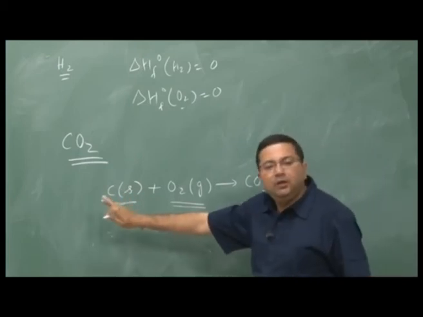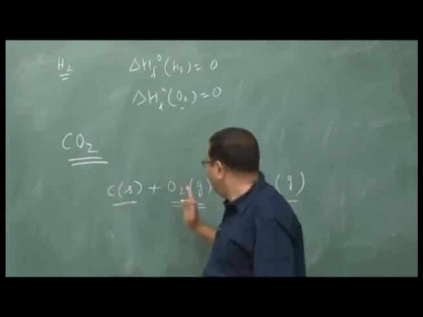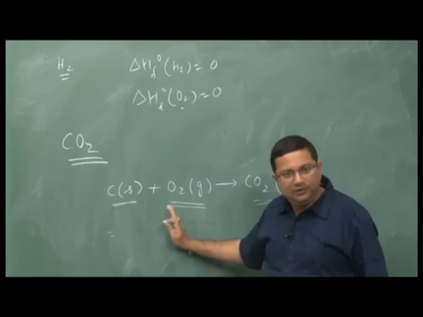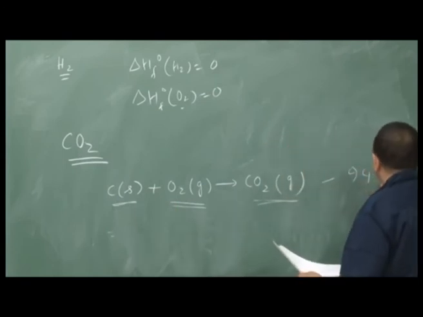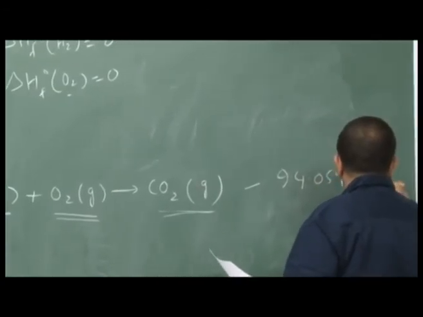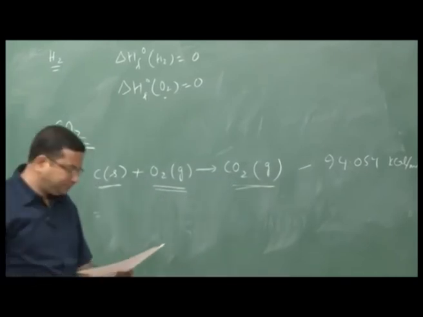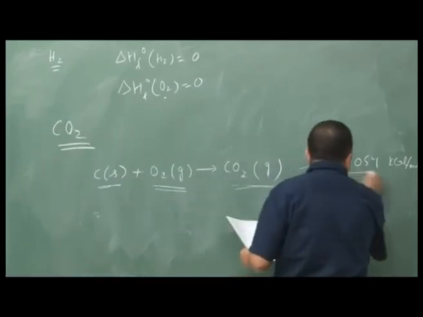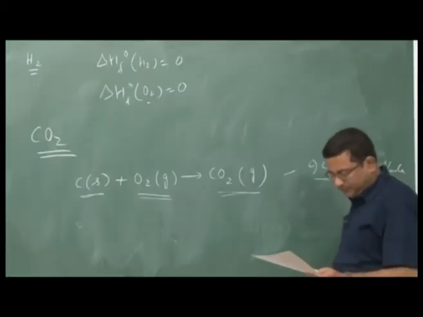So, this is the reaction, this is a formation reaction, because we are forming 1 mole of carbon dioxide by burning 1 mole of carbon in its natural state, which is solid, and 1 mole of oxygen molecule, which is a natural state. So, the heat evolved here in this reaction is equal to minus 94.054 kilocalorie per mole. So, this is then the heat of formation of carbon dioxide at the standard state.